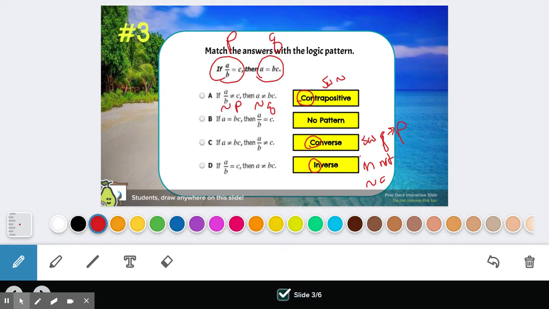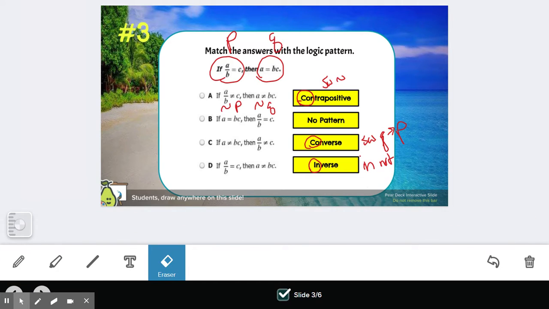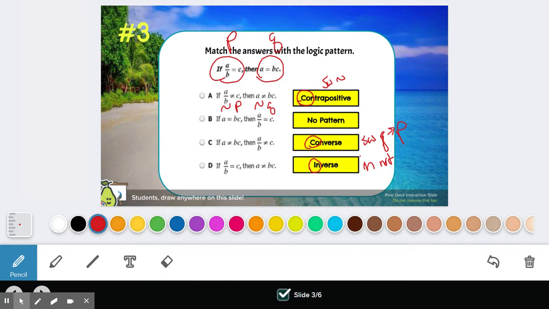Now I'm talking crazy. Contrapositive, right? Switch and negate. So not Q, not P. Converse, just switch. So that's Q to P. And inverse is insert not. So that's not P, not Q. There's a Q in there. So not P, not Q. That's going to be my inverse.